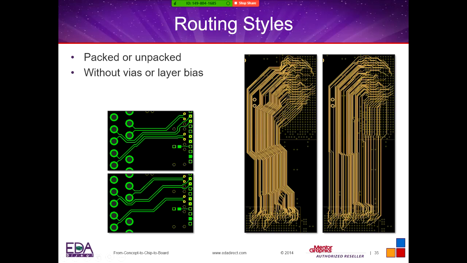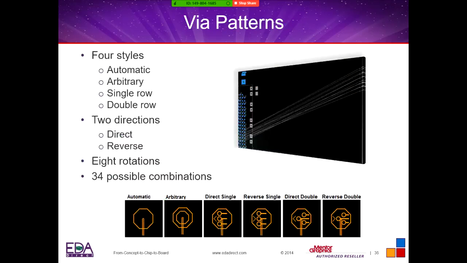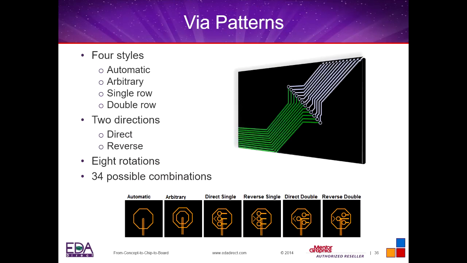It's going to spread those out for you a little bit more and allow you to push and shove and also add in more lines in between while you're routing. So you've got two different kinds of routing styles. Then you've got 34 different kinds of combinations with via selection. So should you need to swap from one layer to another, you're going to be able to see all the different types of via possibilities.